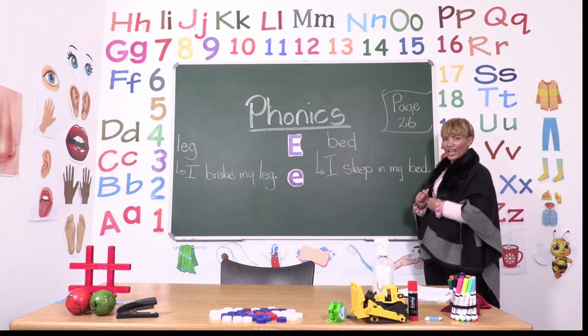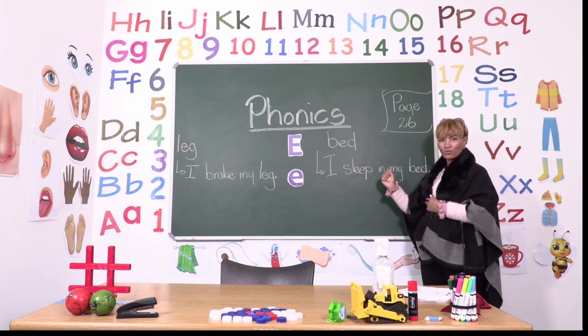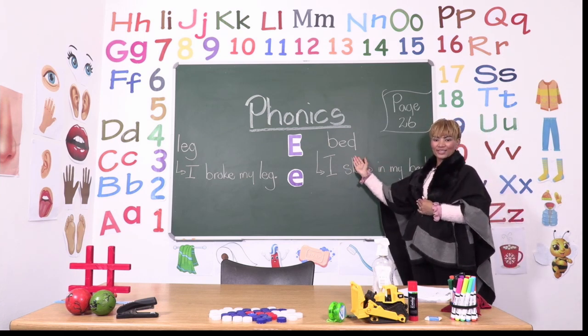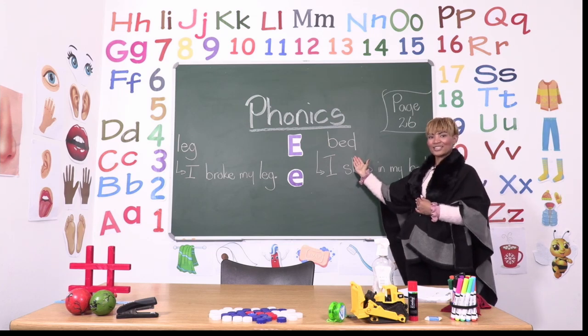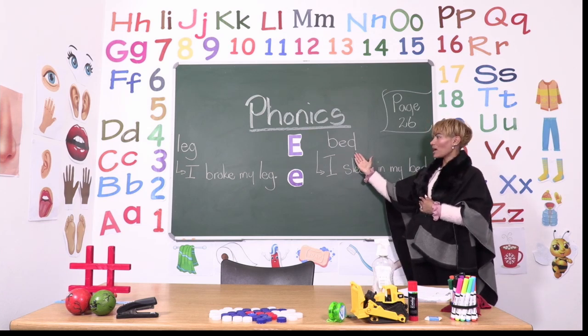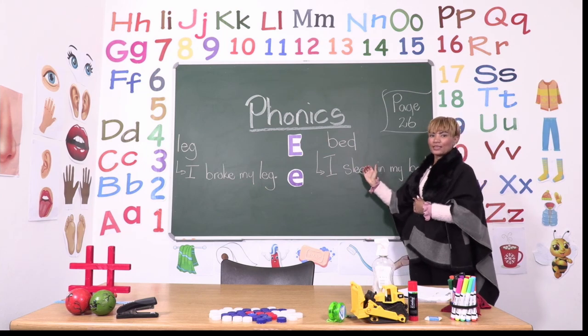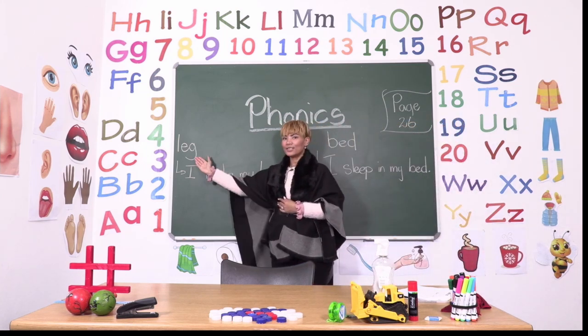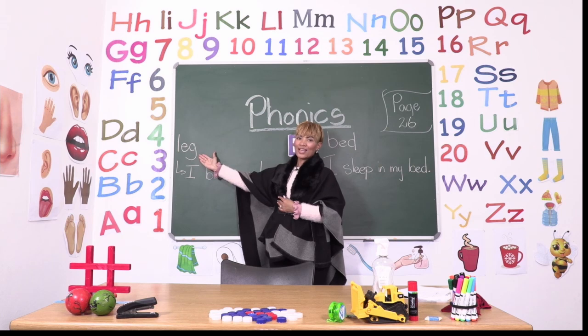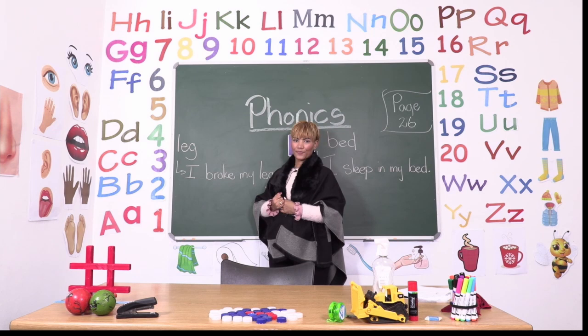Right. Let's quickly say the words on the board one more time. So the first word is bed. Can you see how the letter E or the E sound comes through here? Bed. The second word is the word leg. You see here, we use the E sound again, leg.